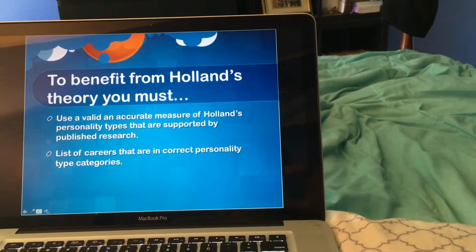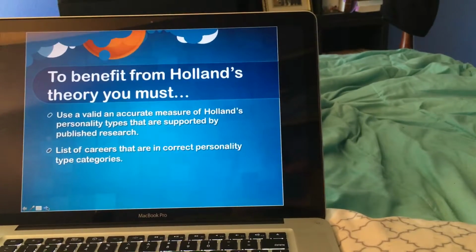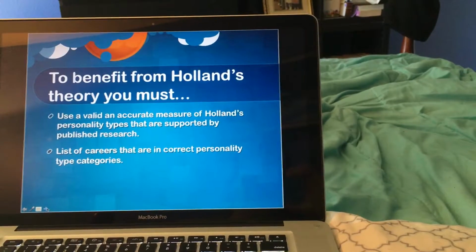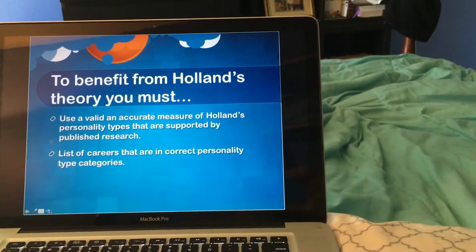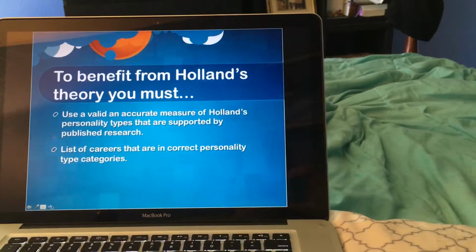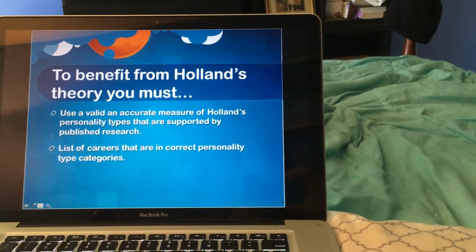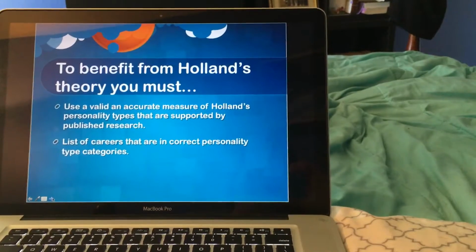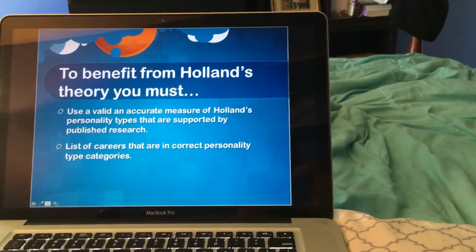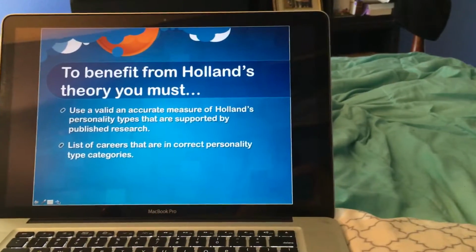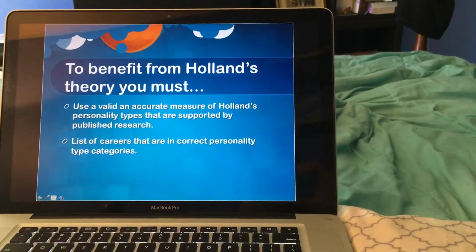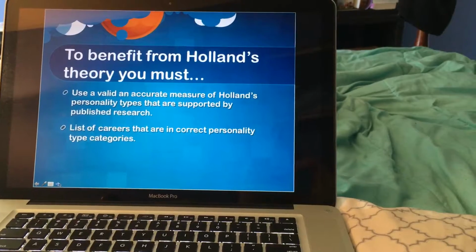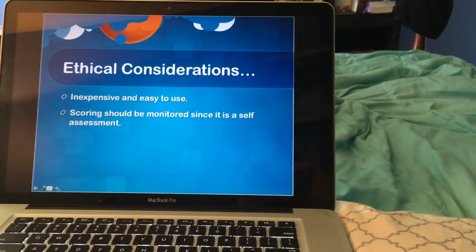For example, a police investigator is going to have an investigative personality type, wanting to explore and problem solve. And their environment's going to match that. Obviously, they're going to be trying to solve a puzzle and solve crimes. So you wouldn't put a firefighter or a police investigator in the artistic category. Those don't match up. So that is an example of correct personality types within the list of careers.